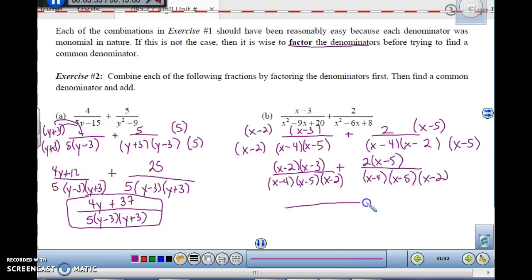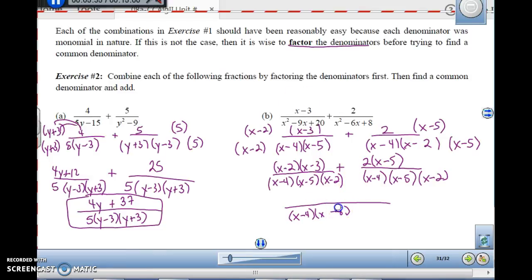Okay, now let's combine our terms. x minus 4, x minus 5, x minus 2 is still my denominator. That's a 5 down an 8. x minus 5, x minus 2. All right, so I need to FOIL this out.